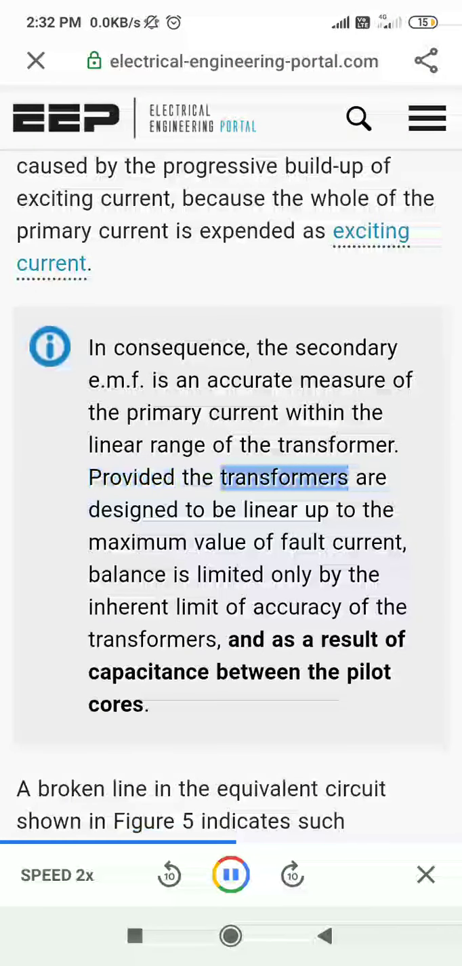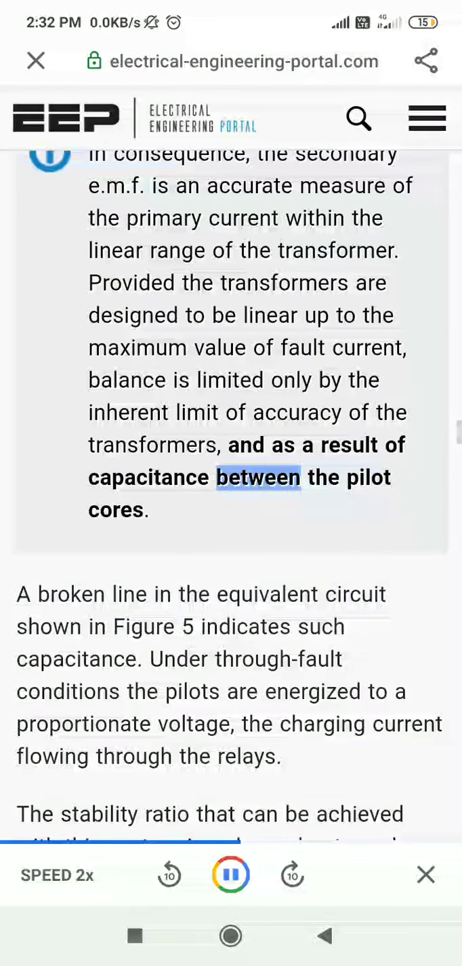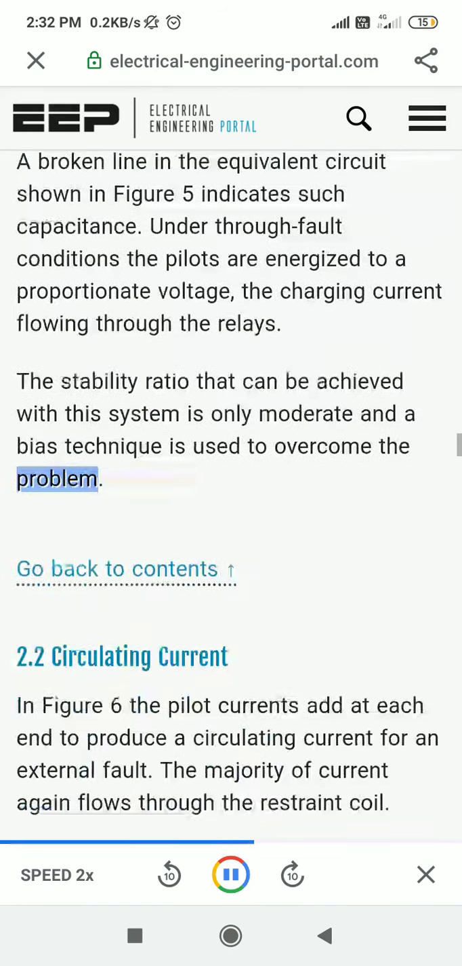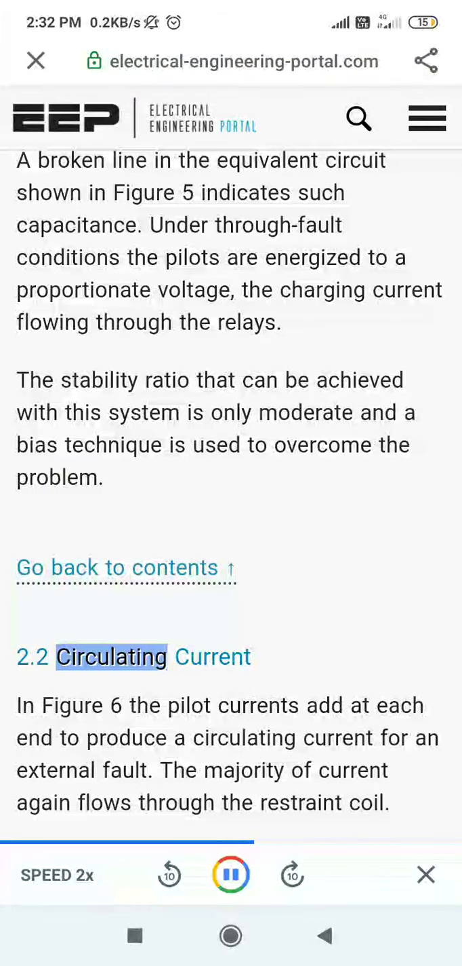Provided the transformers are designed to be linear up to the maximum value of fault current, balance is limited only by the inherent limit of accuracy of the transformers, and as a result of capacitance between the pilot cores. A broken line in the equivalent circuit shown in figure 5 indicates such capacitance. Under through fault conditions, the pilots are energized to a proportionate voltage, the charging current flowing through the relays. The stability ratio that can be achieved with this system is only moderate, and a bias technique is used to overcome the problem.